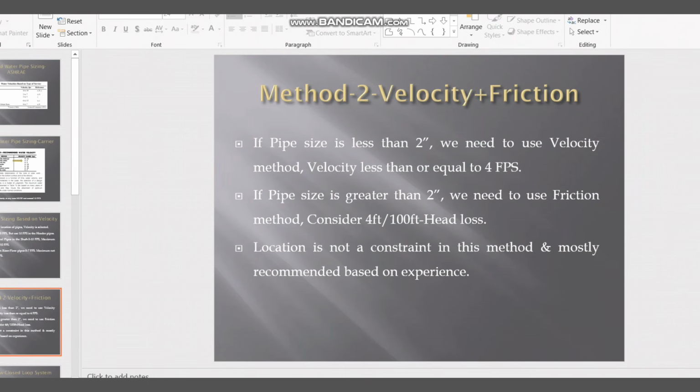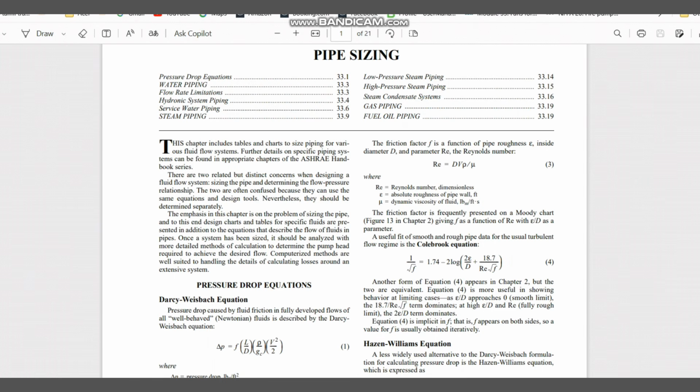And the second important method is called the velocity plus friction method. In this method, the location of the pipe, whether it is in the shaft, the header or the roof, is not an important thing. In this method, we mainly consider two items: one is the velocity and the second is the friction loss. This is the method I mostly use in my design, so let me explain that concept.